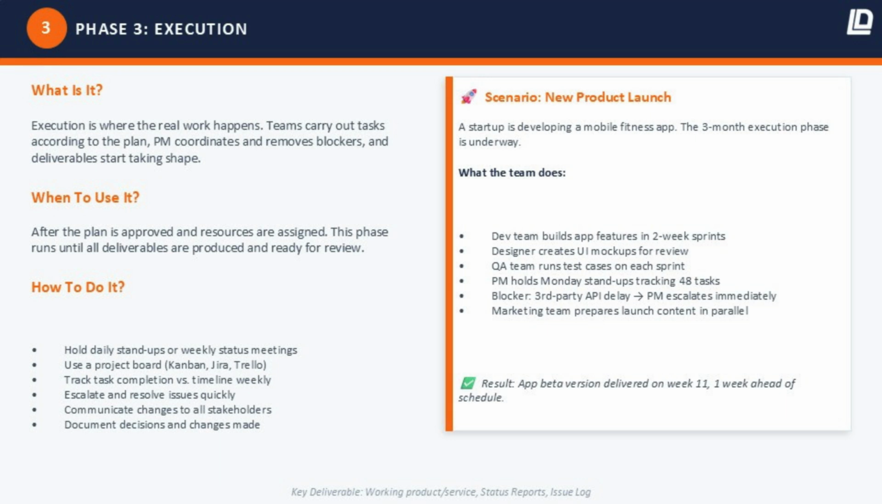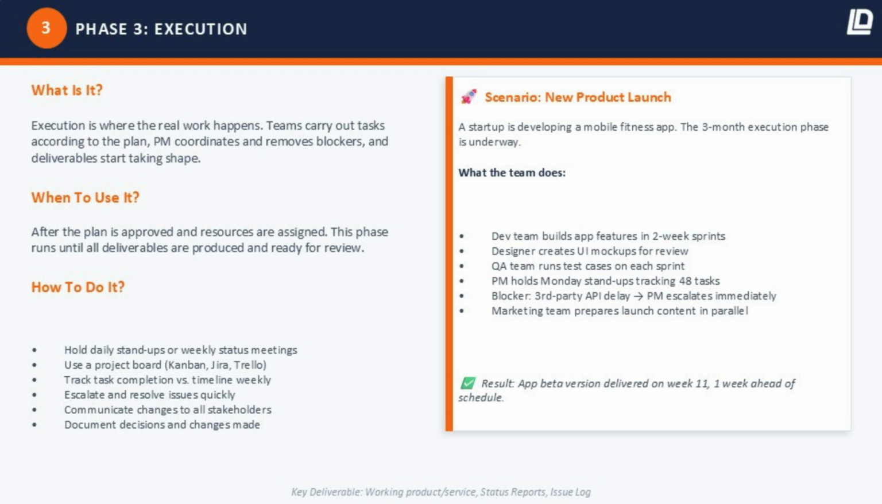When do you use it? Execution starts the moment your plan is approved and your team is assigned. It runs until all deliverables have been produced and are ready for review. In a short project, this might be 2 weeks. In a large infrastructure project, execution could last 2 years. How do you do it?